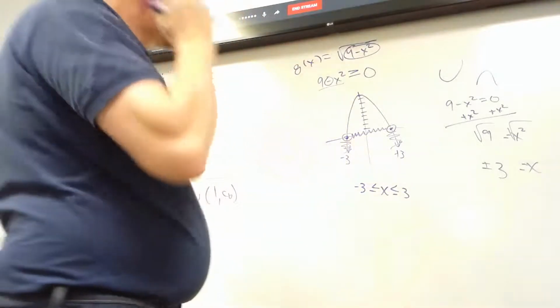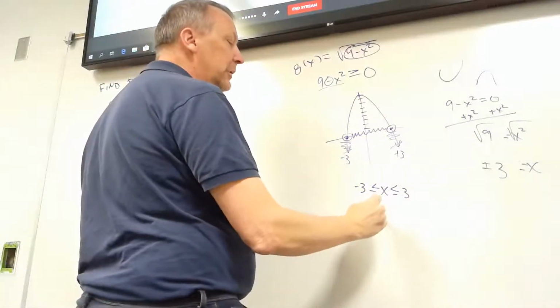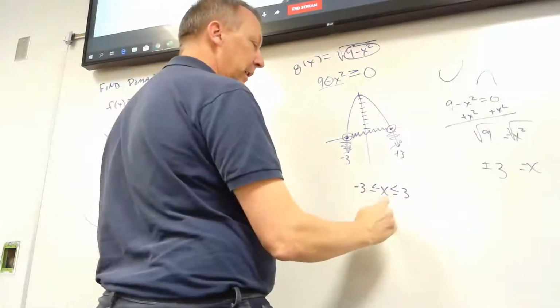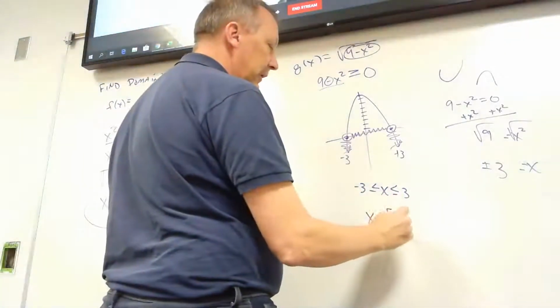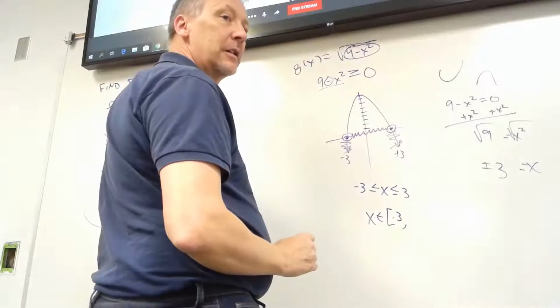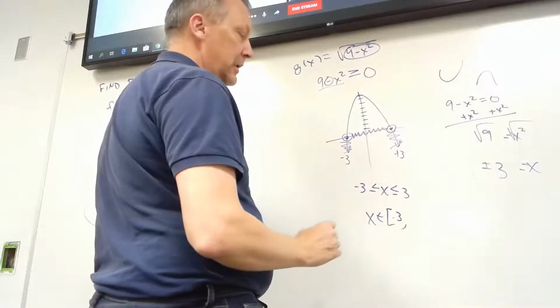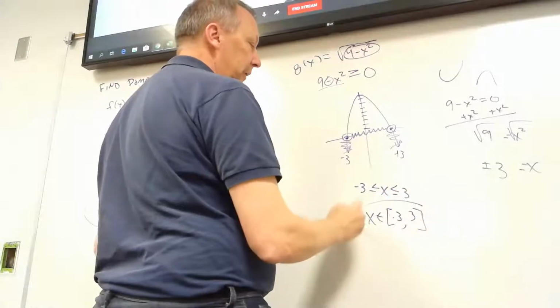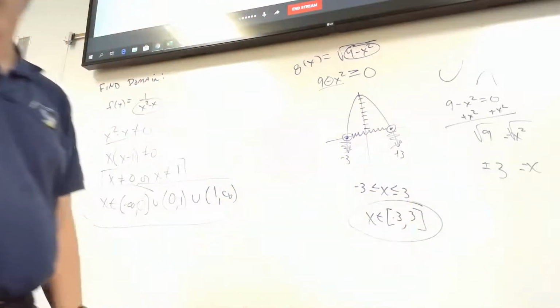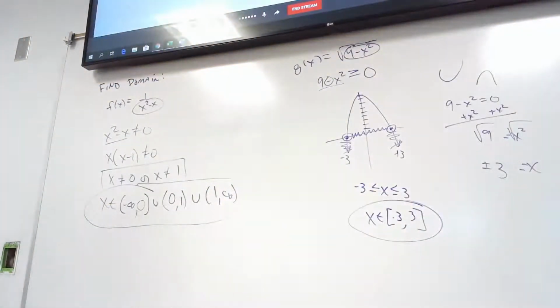How would you write that in your notation? Square bracket. Okay. Always make sure you include x is an element of square bracket, -3, +3, and then square bracket. Very good. Okay? You gonna ace my quiz tomorrow? I like this answer better.